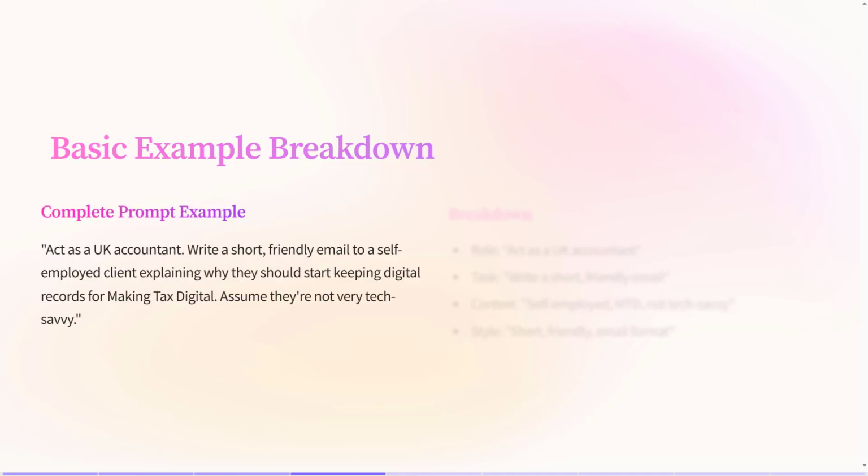So we're going to look now at a very quick example of a good formula, or sorry, a good prompt. So here is a prompt that covers those things. Act as a UK accountant. Write a short, friendly email to a self-employed client explaining why they should start keeping digital records for Making Tax Digital. Assume that they are not very tech savvy.